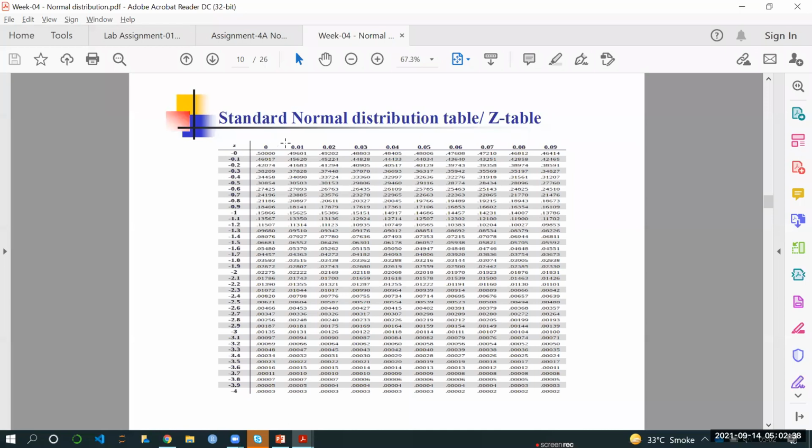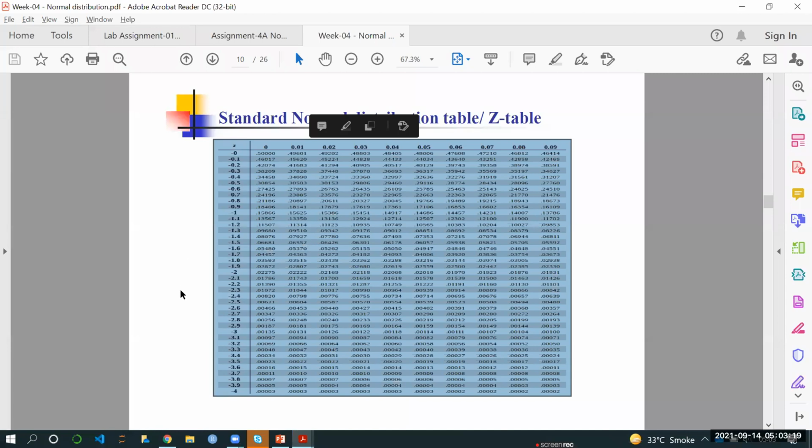Are you getting me? So 0.01. If you want to find 0.01, the first decimal place you will see in this column, and the second decimal place you will find in this row. For example, I want to find minus 1.51. I will go to minus 1.5 here, and the second decimal place is here from column 0.01. So this is giving me 0.06552.